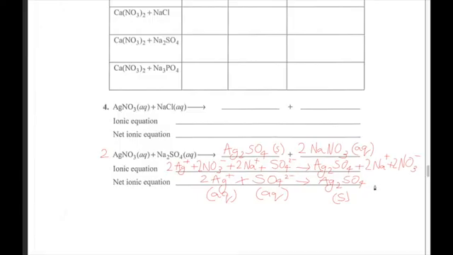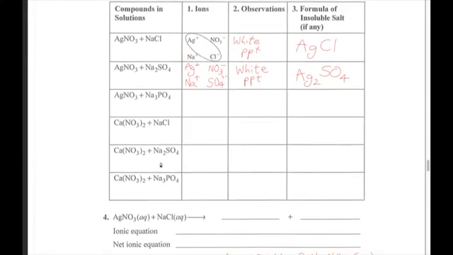Okay, so for the example here, out of the remaining 4 questions, one of these doesn't produce a precipitate, so you're not going to have a net ionic equation for that. Of course, you still have to write out the ionic equation for that, so don't forget to do that. Good luck with that, and let's move on with the lab.